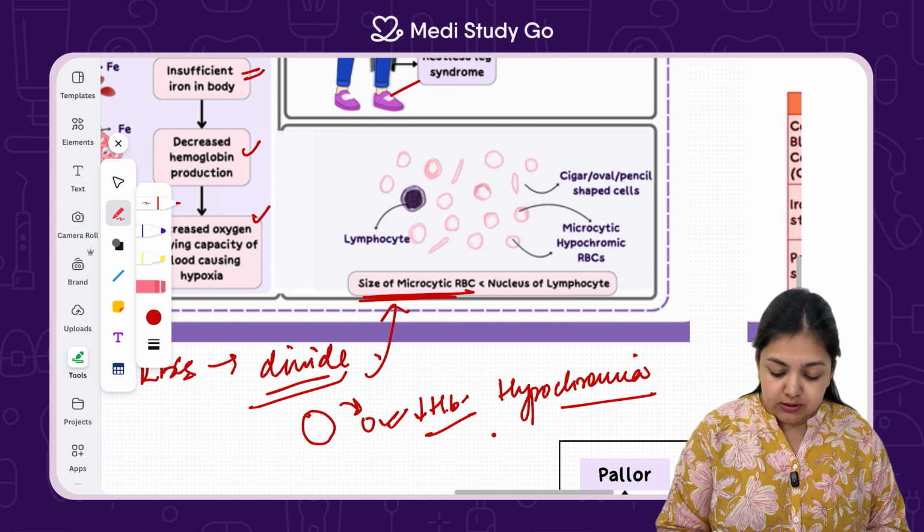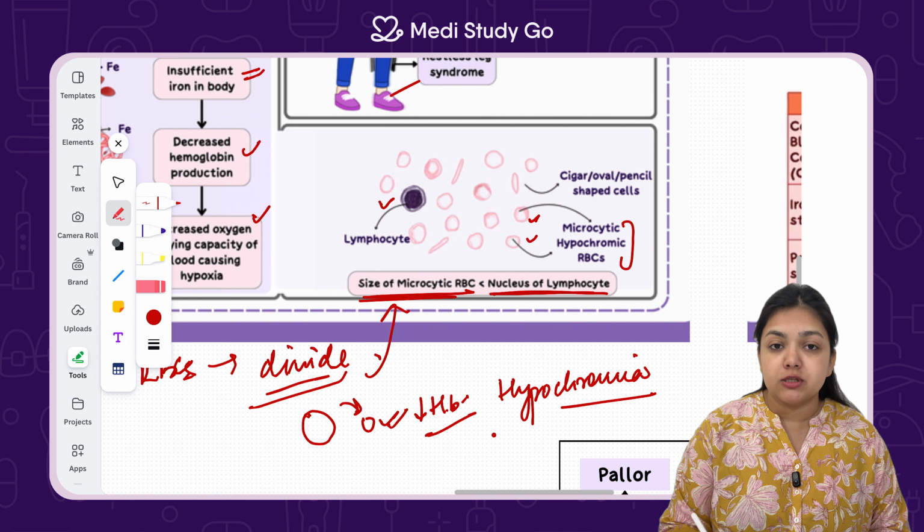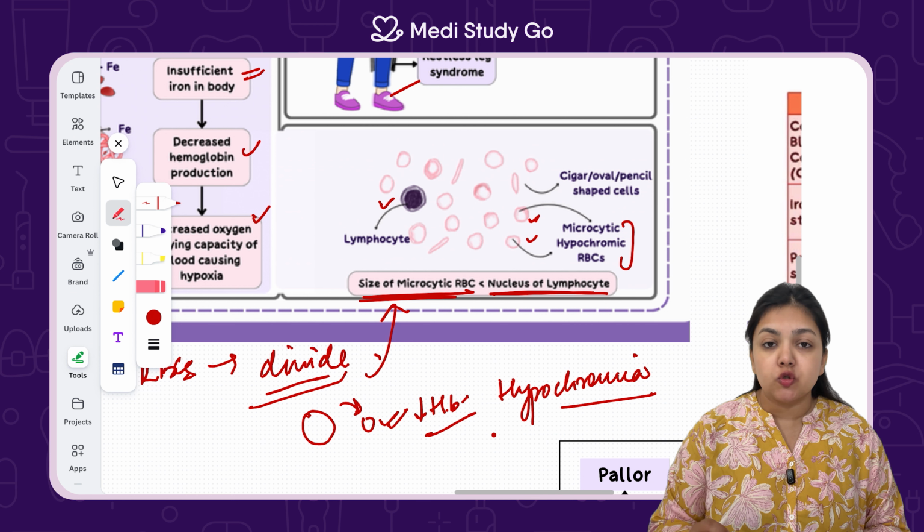So the size of microcytic RBCs is even less than the size of the nucleus of the lymphocyte. These are the microcytic hypochromic RBCs, as we can see over here, whereas this is the size of a lymphocyte, and ideally the RBC should be similar sized. So this leads to decreased size, which is known as microcytic RBC.